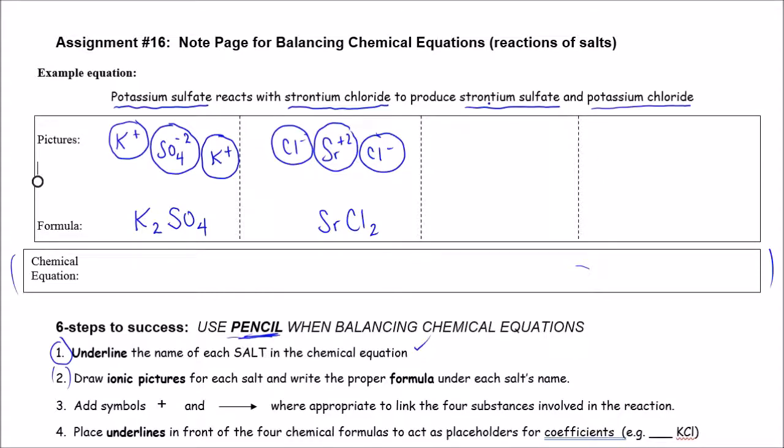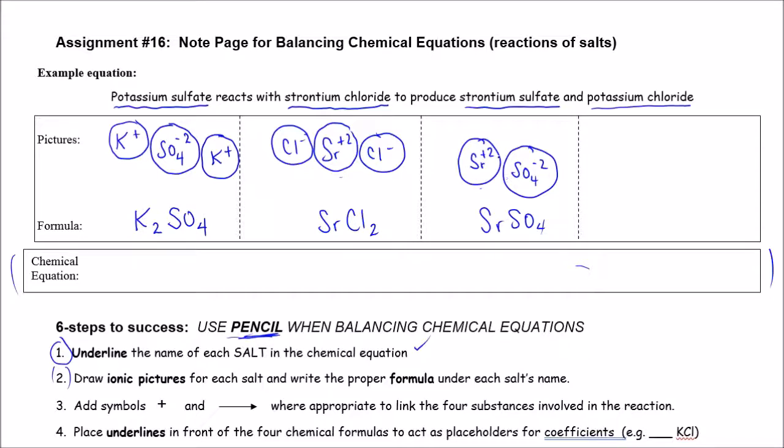The other side of the equation has 2 salts. Strontium sulfate. This should get easier because you've already found these on the periodic table. Strontium is the +2 ion. We've seen it before. There it is. It's still here. And sulfate. Make that a big circle. SO4 -2. That is strontium sulfate. SrSO4.